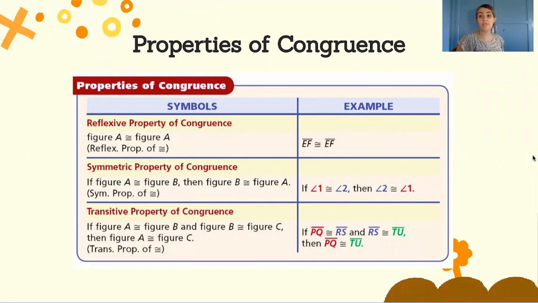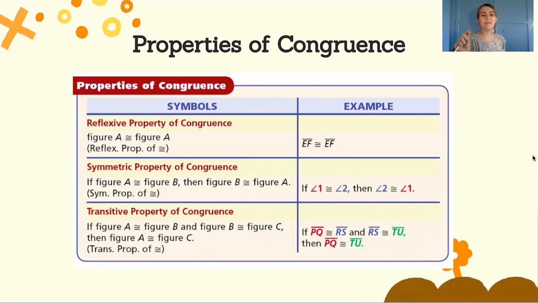Congruence has to do with figures. So when figures are the same size, they're congruent. The first is the reflexive property of congruence. That just means that a figure is congruent to itself. That one, y'all are going to forget. You're not going to remember. It's going to seem too obvious, and then it's going to come up in proofs all the time.